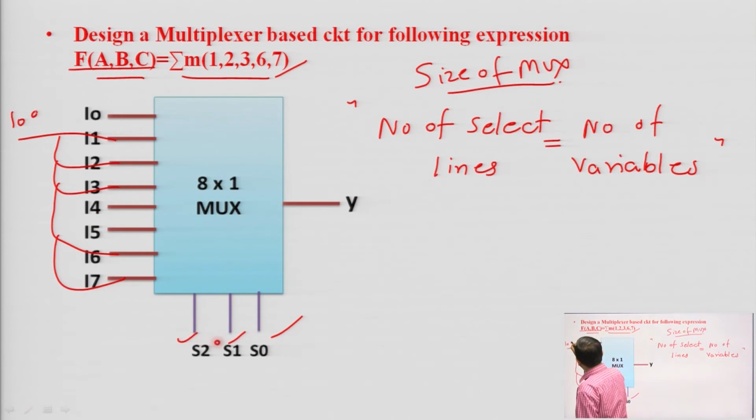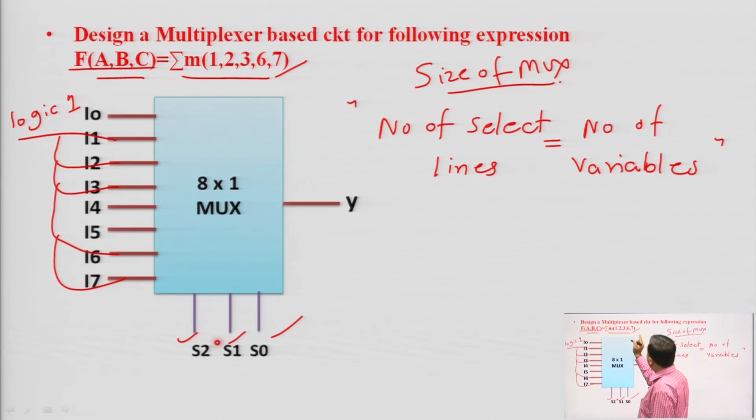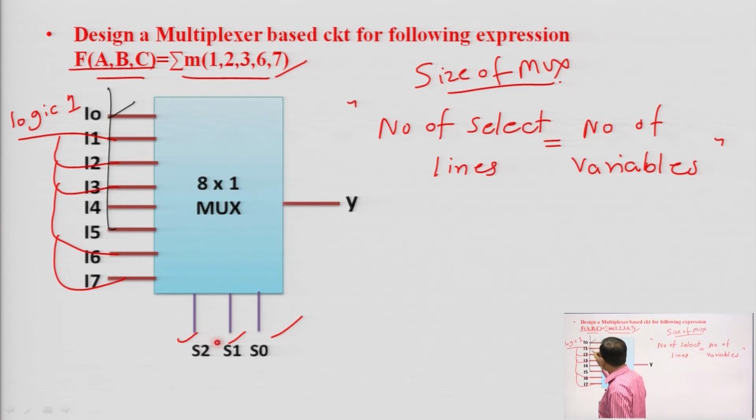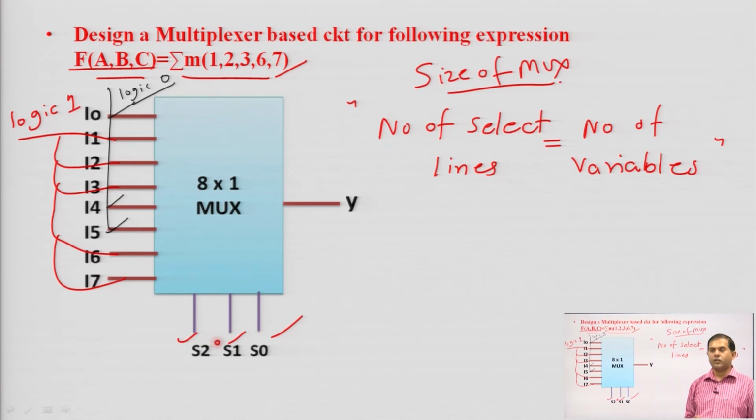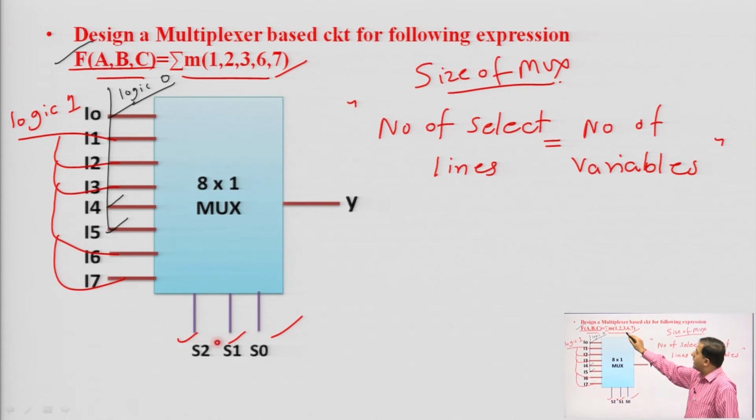These are connected to logic 1. This will be connected as logic 1, and those which are not present there, like 0, 4, 5, will be connected as logic 0 or ground, you can say. So, this is the implementation of the multiplexer for F(A, B, C) = summation m(1, 2, 3, 6, 7). This is very easy because we already know the size, and according to that we connect logic 0 and logic 1.